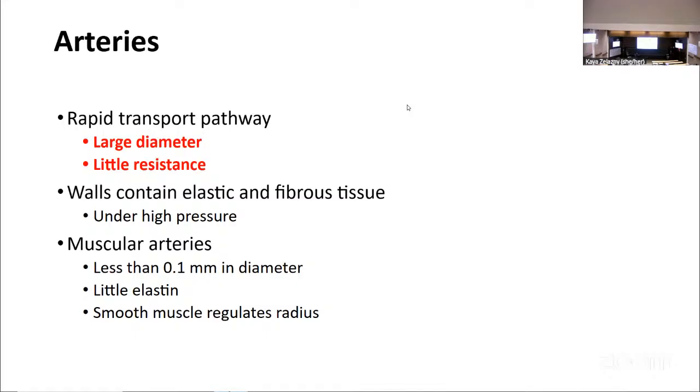We do keep splitting down. Eventually, we get to some small arteries called muscular arteries. These are going to be much smaller than some of the others, less than 0.1 millimeter in diameter. As they're getting smaller, once they get down to this level, they're not going to have much of the elastin left, but they will start to have smooth muscle regulating the radius, which is what we're really going to emphasize when we get to the next level down, the arterioles.